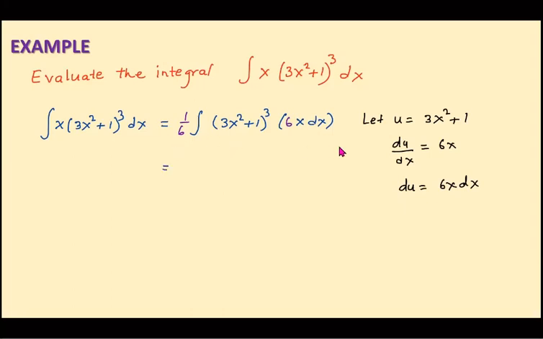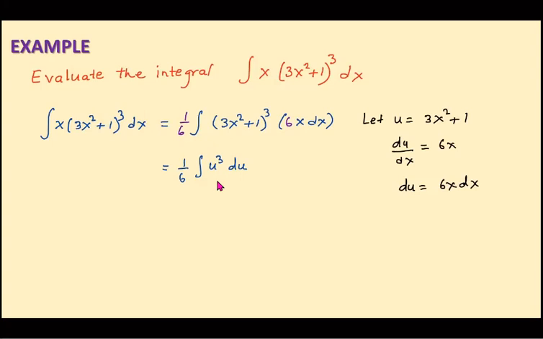So we have a 1/6. Then the integration of this quantity, 3x squared plus 1, is u raised to the power 3 now. So that is u cubed. And then 6x times dx, you can see 6x times dx is du. So you can see that this integral, which was given in terms of x, is now changed in terms of u. So that is the power of U substitution. It makes that integration now an easier one.